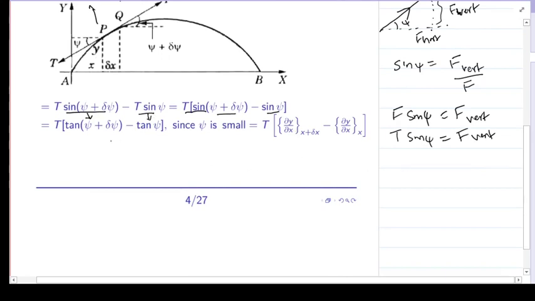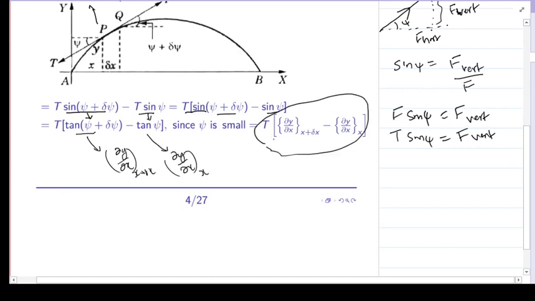We can take the tan of the angle as the derivative at the point. So here we can take dou y by dou x at the point x plus delta x, and this can be dou y by dou x at the point x. So we keep this and move forward in the other direction.